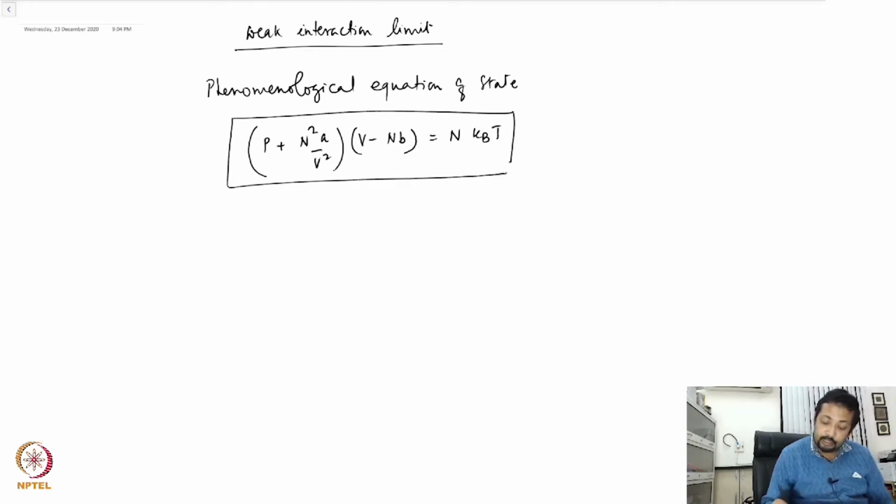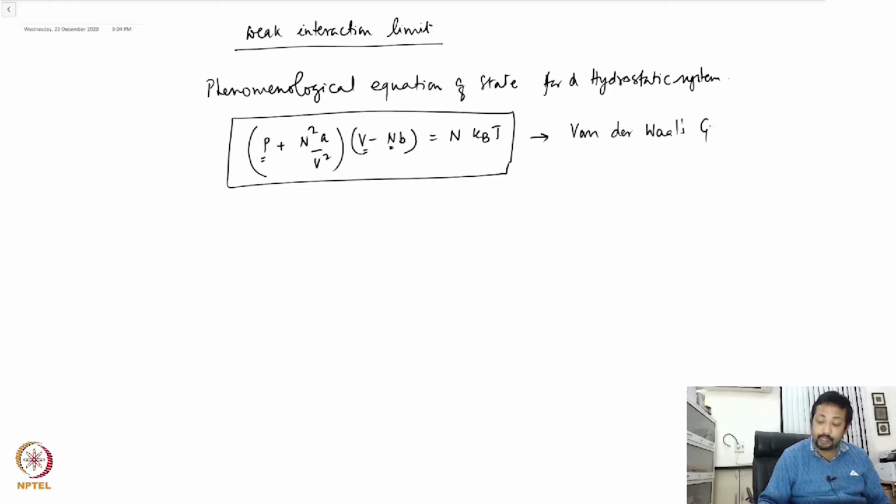If you have not encountered such an equation, this is for a hydrostatic system, which should be clear to you now because your thermodynamic variables are P, V and N, and this is called the van der Waals gas. But how does one arrive at such an equation?